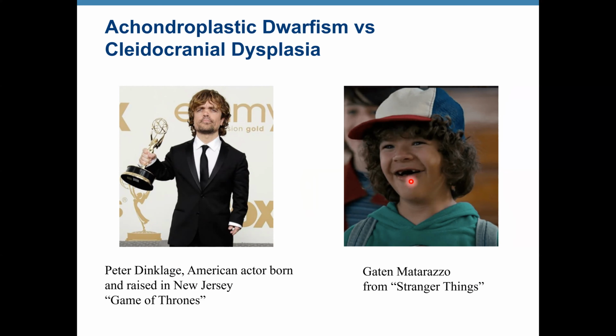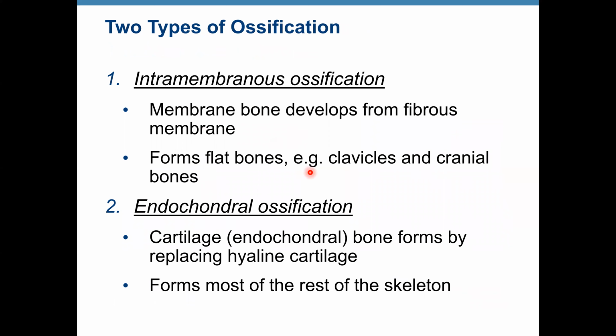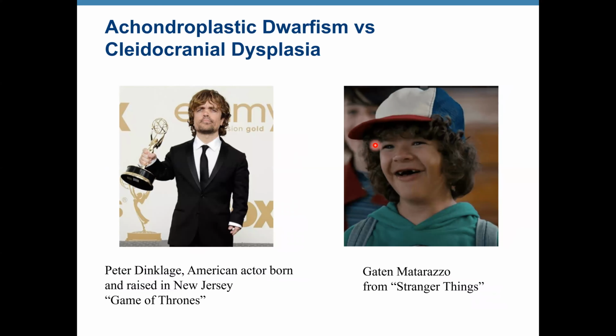Cleidocranial dysplasia problem is with intramembranous ossification. And this disorder affects flat bones, right? Because if you go back, I'm just reminding you, intramembranous ossification, we have what? Formation of clavicle and cranial bones. So now in this disorder, we have a problem with the mandible and with the clavicle. People can be born even without clavicle completely. So clavicle might be missing.